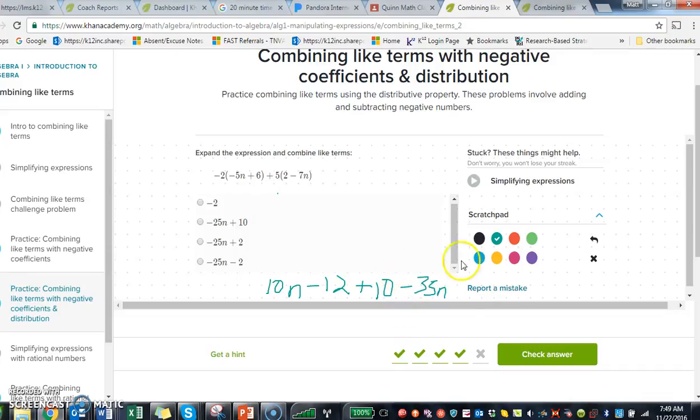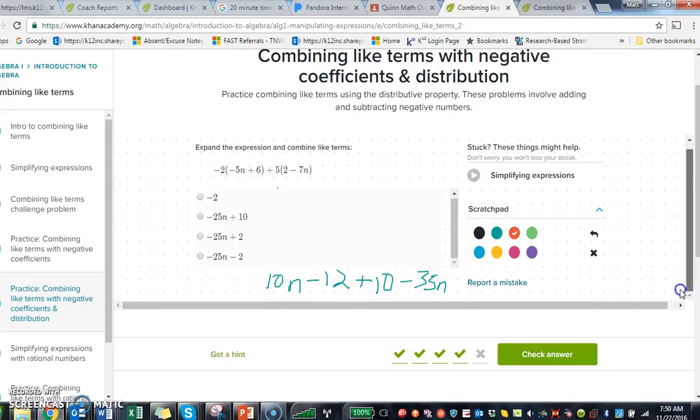So far, so good. Well, now I can combine like terms. So remember how I like to use all those pretty colors when I'm using my scratch pad. You guys can do the same. I like to just underline my like terms. These are like terms because they're coefficients of n. Negative 35n and 10n are like terms. Let's go with purple. Now I've got negative 12 and negative 10.